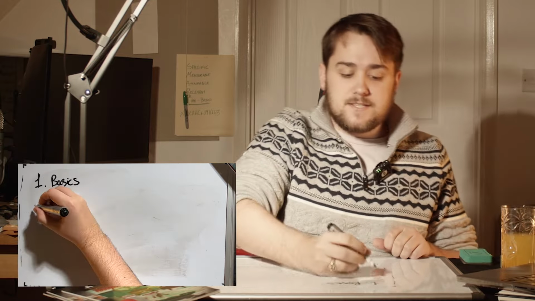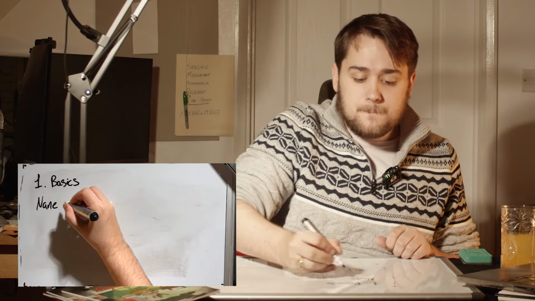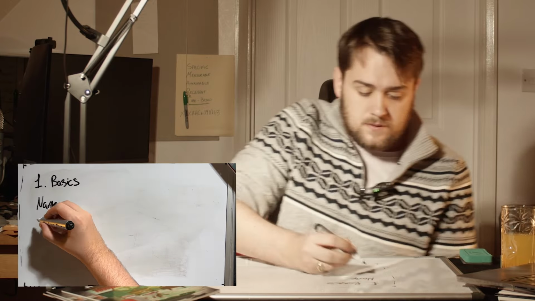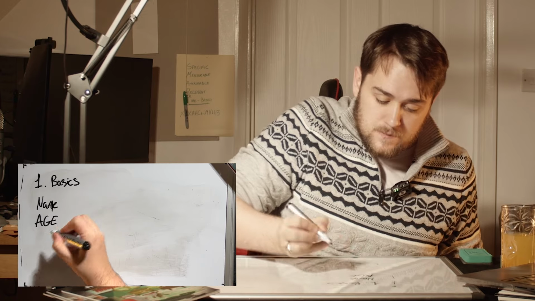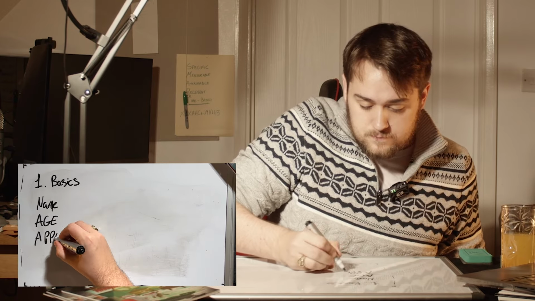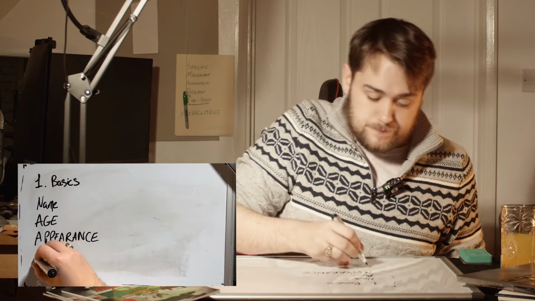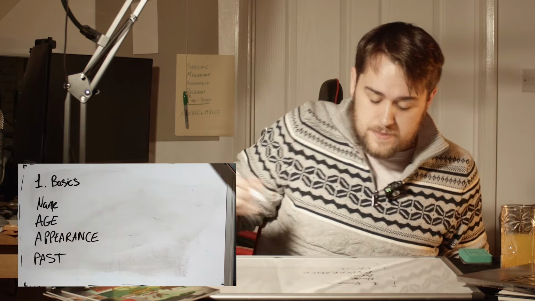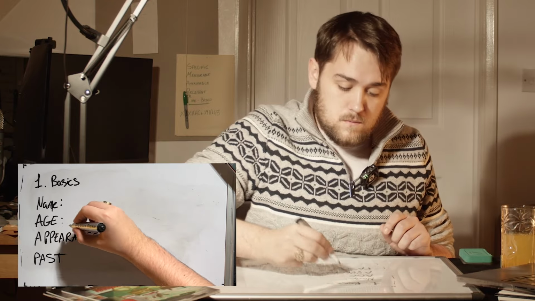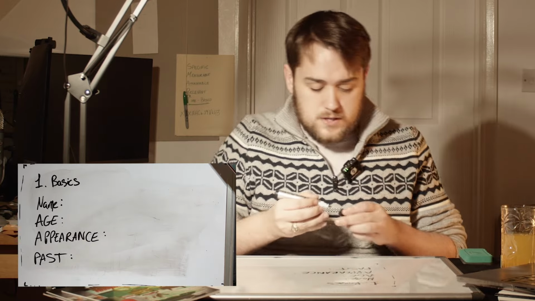So number 1 is the basics. This is stuff like their name, if I can spell, their age, their appearance, and their past. So let's put that in there. So we're now gonna show you an example of this.